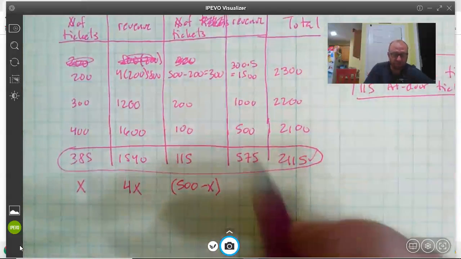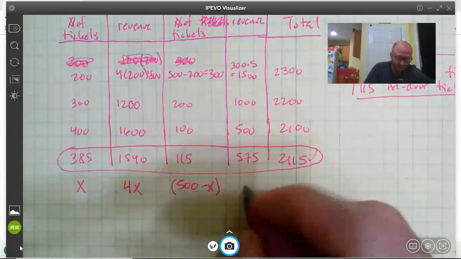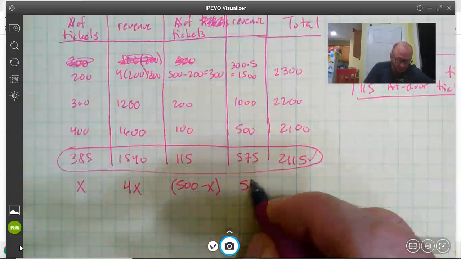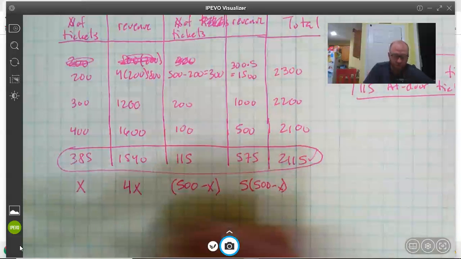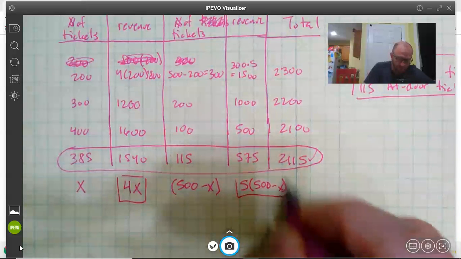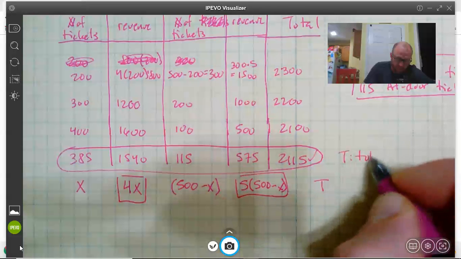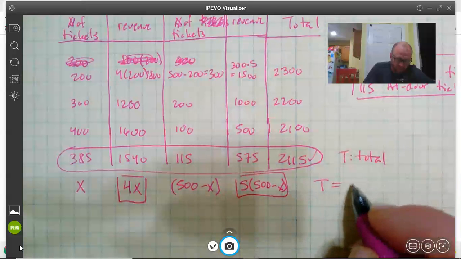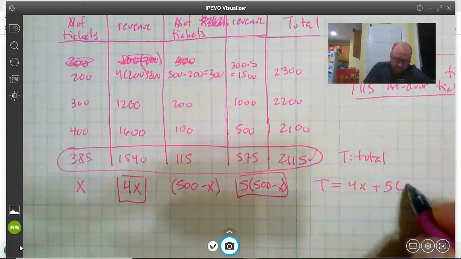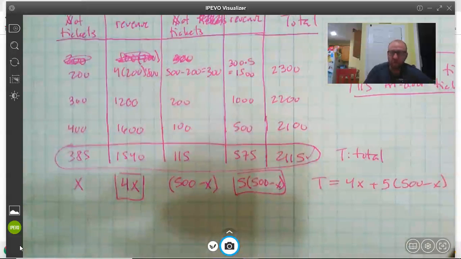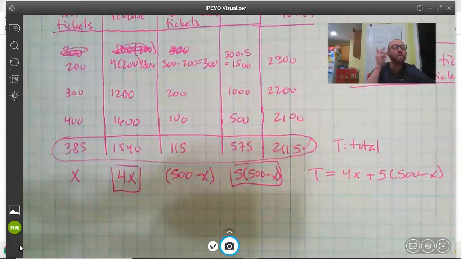I want to put this in parentheses. The reason I want to put that in parentheses is because we want to calculate the revenue from those tickets, which is this number times $5 per ticket, or $5 times 500 minus X. And for our total, we're just adding together this column and that column. So T is for total, equals 4X plus 5 times 500 minus X. We could do a little simplifying here, but we don't worry about it right now.